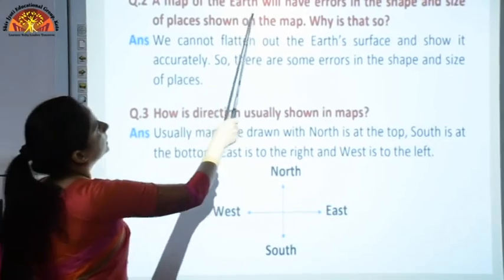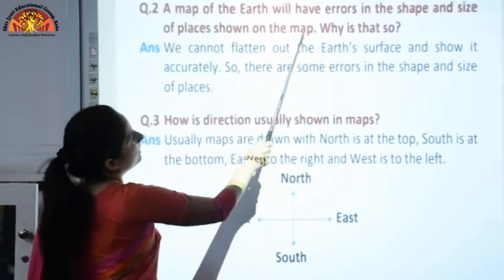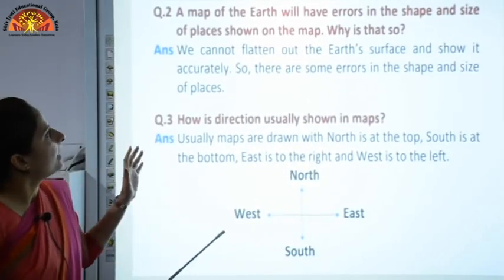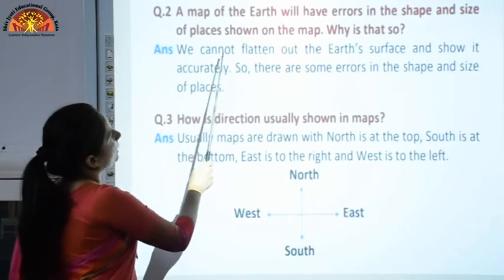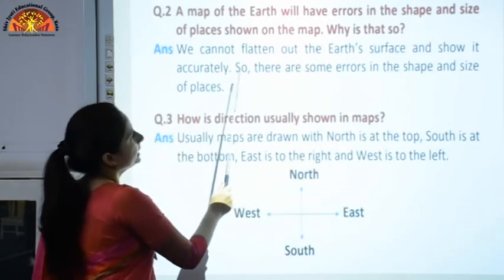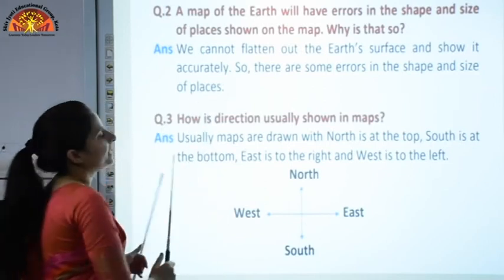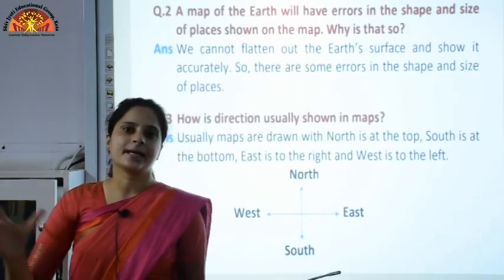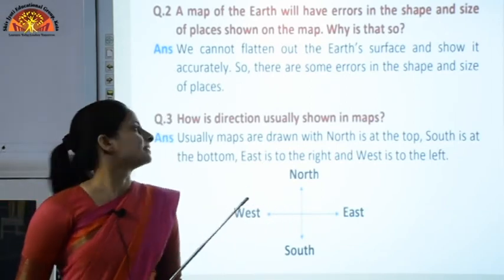A map of the earth will have errors in the shape and size of places shown on the map. Why is that so? Because we cannot flatten out the earth's surface and show it accurately, so there are some errors in the shape and size of places. You cannot flatten out a plain sheet of paper and represent the whole earth's surface. That is why it will always have errors in it.